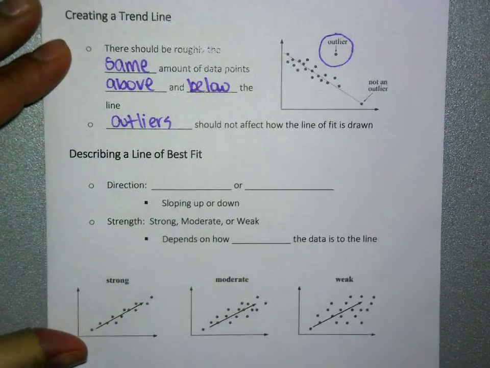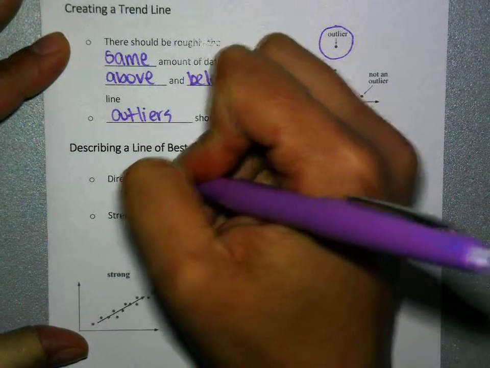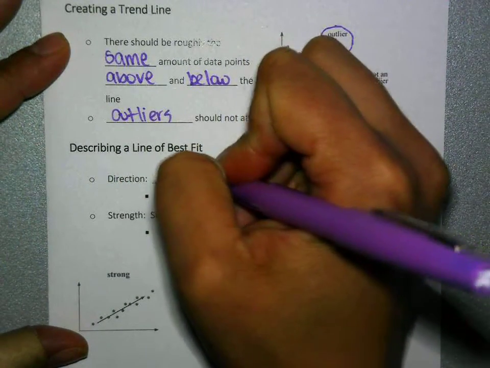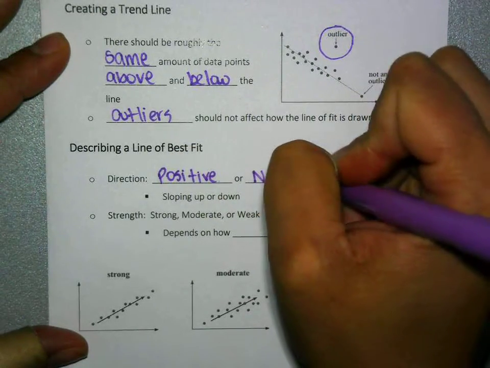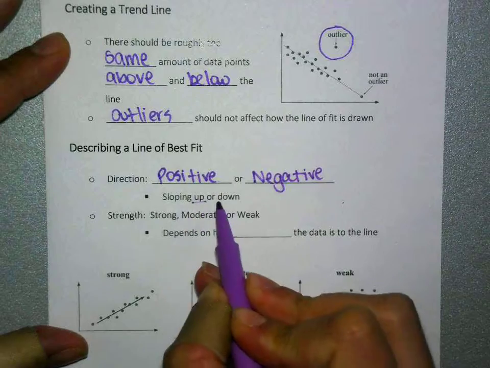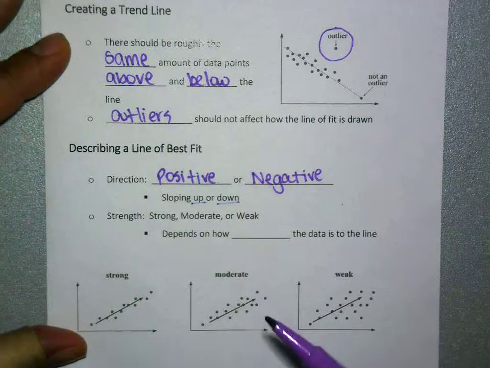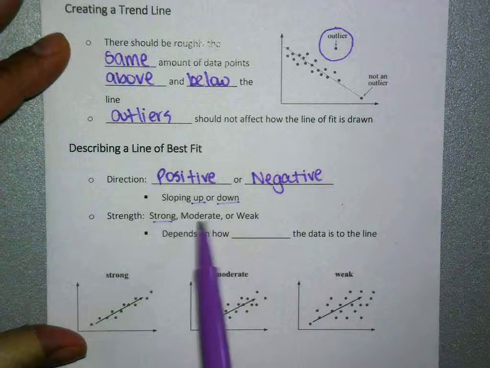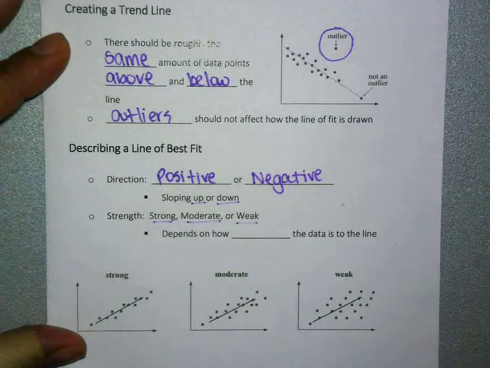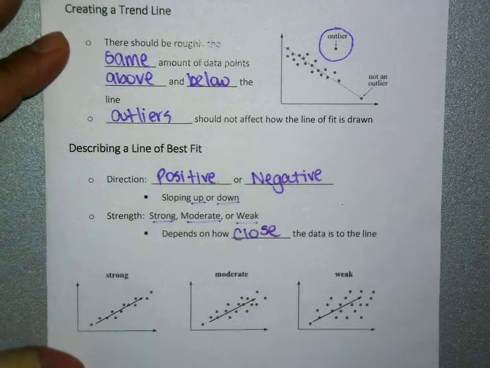When describing the line of best fit, we use the direction of positive or negative. In other words, sloping up or down. And we talked about this yesterday. It's just like how we learned how to describe the slope of a line. There's 3 types of strength: strong, moderate, or weak. And this depends on how close the data is to the line.